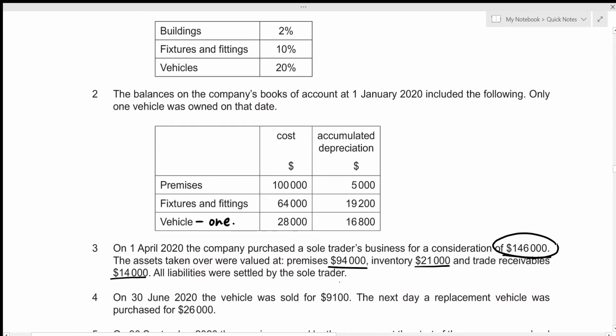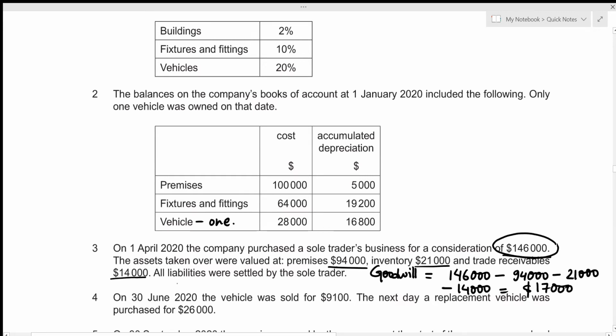A thing to remember here is that the difference between the consideration and the value of the assets is actually the goodwill. So let's just figure out the goodwill as well. The goodwill is the difference between the consideration, so that's 146,000, and the assets taken over, which was premises with the value of 94,000, minus inventory with the value of 21,000, minus trade receivables with the value of 14,000. So this gives us the value of the goodwill to be 17,000.